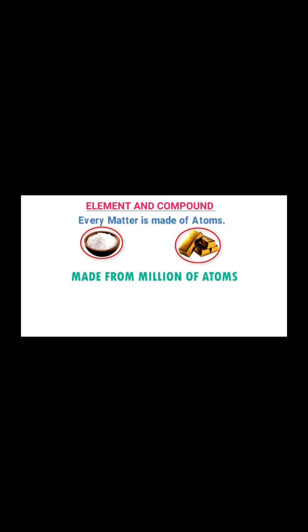What is the chemical name of table salt? Yes, it's sodium chloride and the symbol is NaCl. And what is the chemical symbol for gold? It's Au. So, the table salt and gold are made up of millions of atoms.